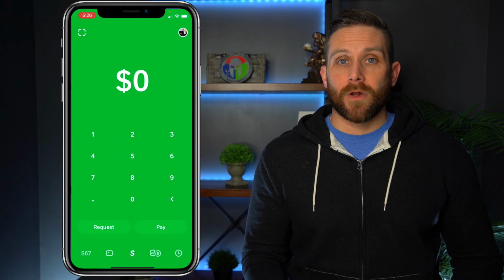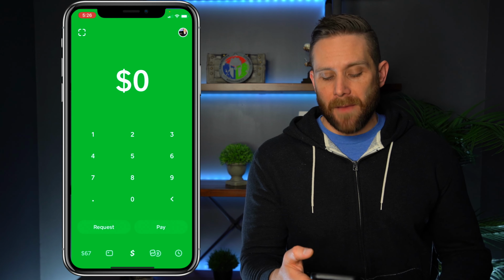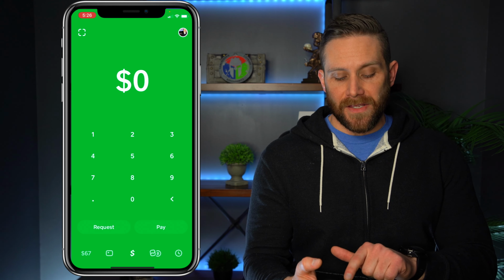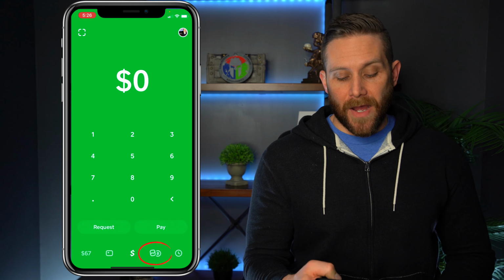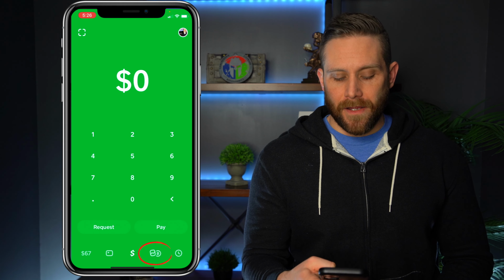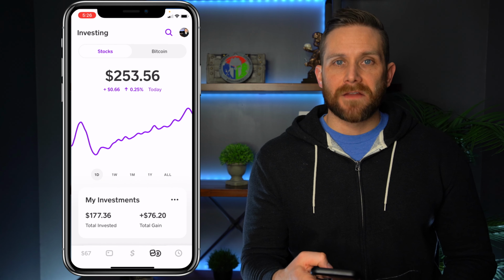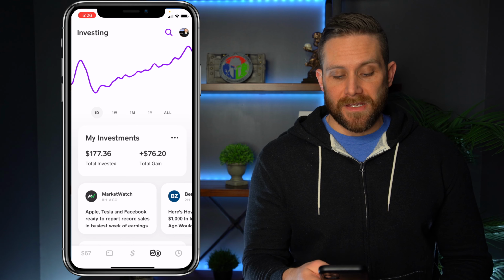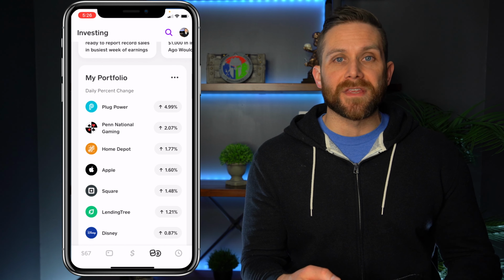Okay, so the first thing you're going to want to do is go ahead and open up your Cash App app, and let's get into the investing side of things. So you're going to hit the icon down there at the bottom right, the investing icon. This will take us into the investing side of things. Now I can pick any of these stocks that are within my portfolio.